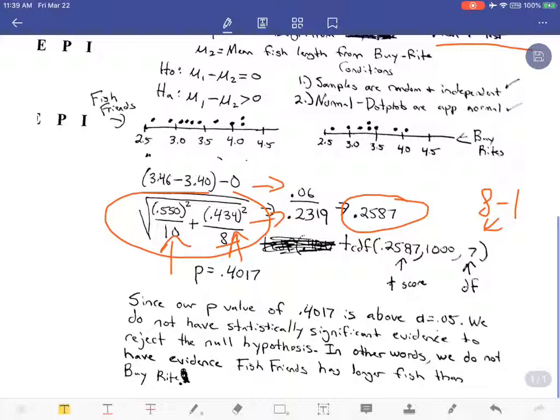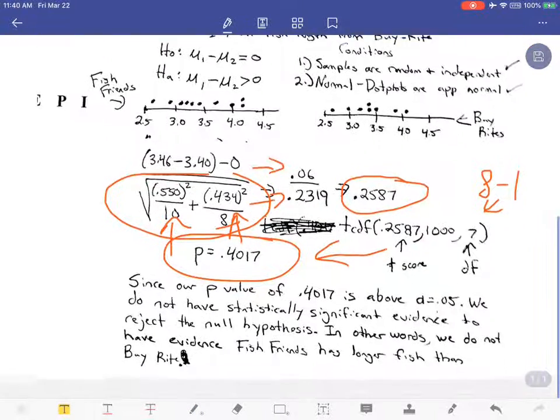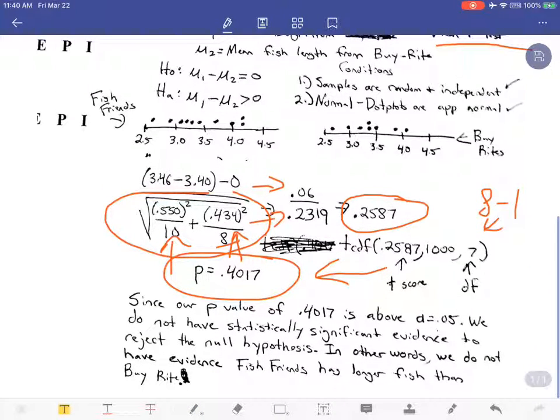When we do all of that, our p-value comes out to 0.4017. And I forgot to do it when I first did the problem, but I just did it now. You want to circle that p-value just to make sure it's really clear for the grader what your final p-value is.